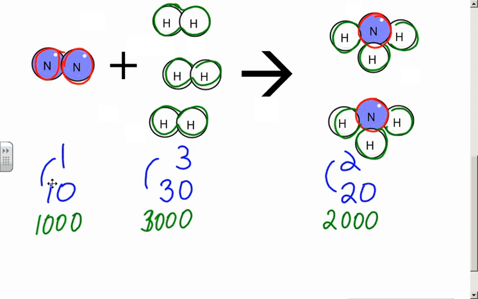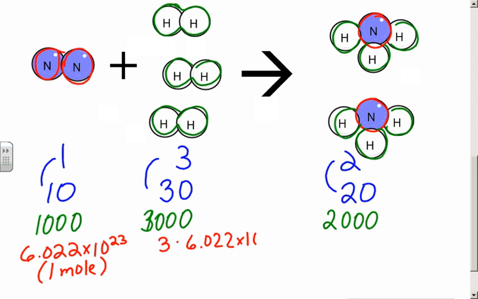Now here's where we want to make the leap. Say I had 6.022 times 10 to the 23rd molecules of nitrogen. As you guys hopefully remember, that would be equal to 1 mole of nitrogen, excuse me. What we find is that we would need how much? Well, 3 times 6.022 times 10 to the 23rd molecules. You could type that into your calculator if you want. In other words, we would need 3 moles of hydrogen in order to react with the 1 mole of nitrogen.